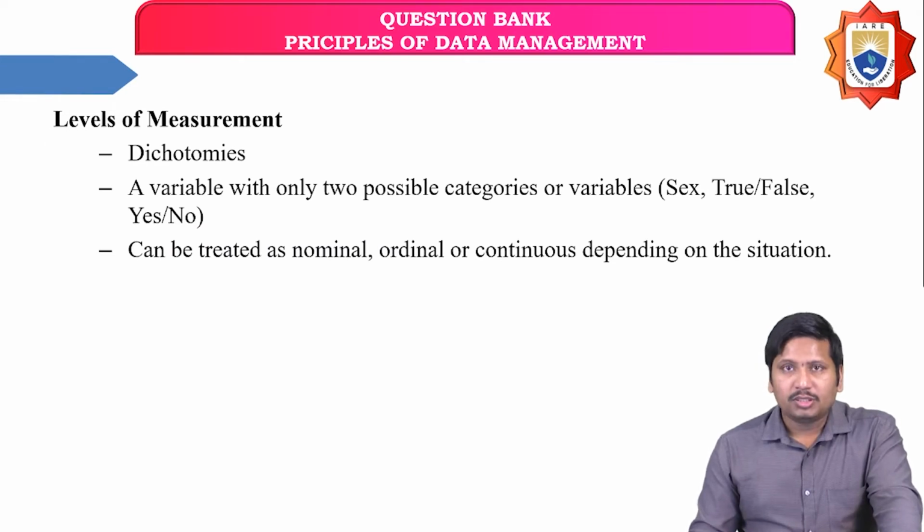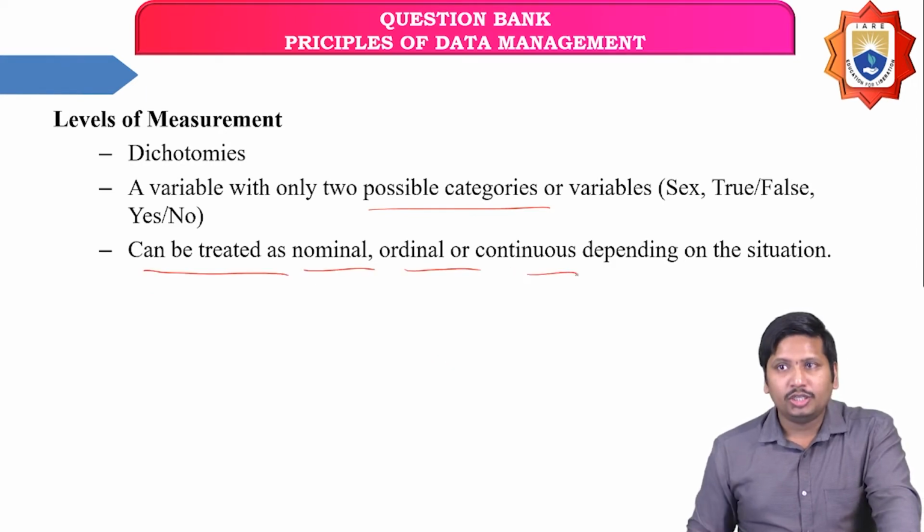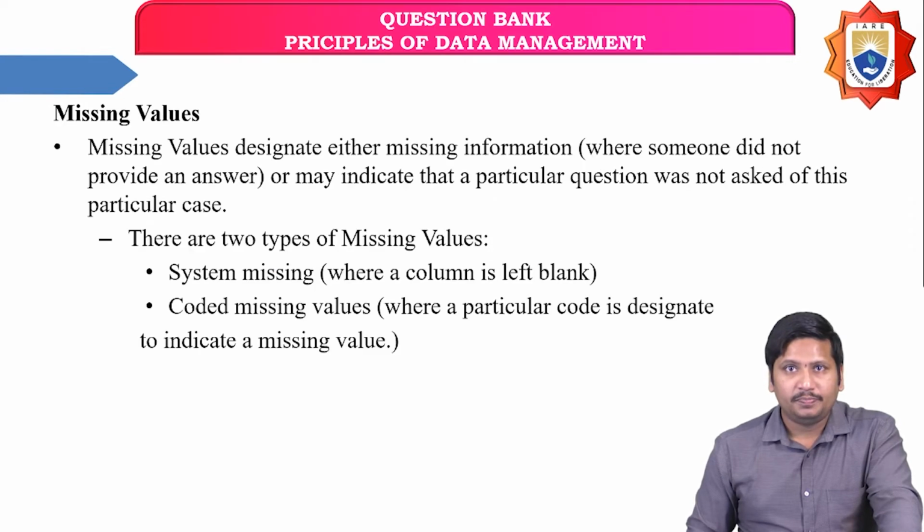And dichotomy is another level of measurement. The variable has only two types of categories or values, for example sex as male or female, true or false, yes or no. These dichotomies can also be treated as either nominal, ordinal or continuous depending on the situation.